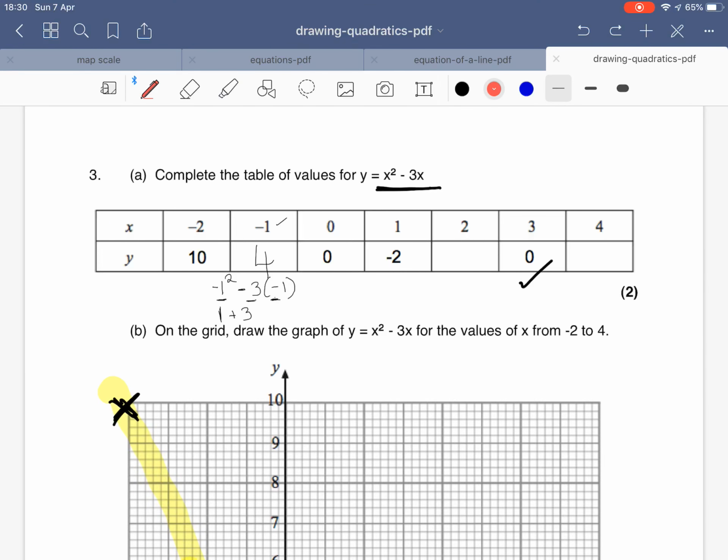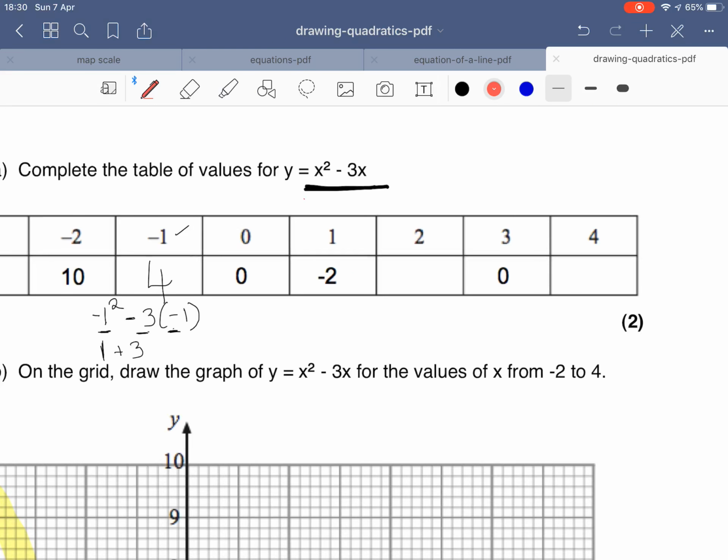Alright, let's do 2. So we've got, let me make a little bit of room. So we've got to do 2 squared and then take away 3 lots of 2 in red still. So 2 squared, take away 3 lots of 2. 2 squared, that's 2 times 2, which is 4, and taken away 3 times 2, which is 6. So 4 take away 6 is minus 2.